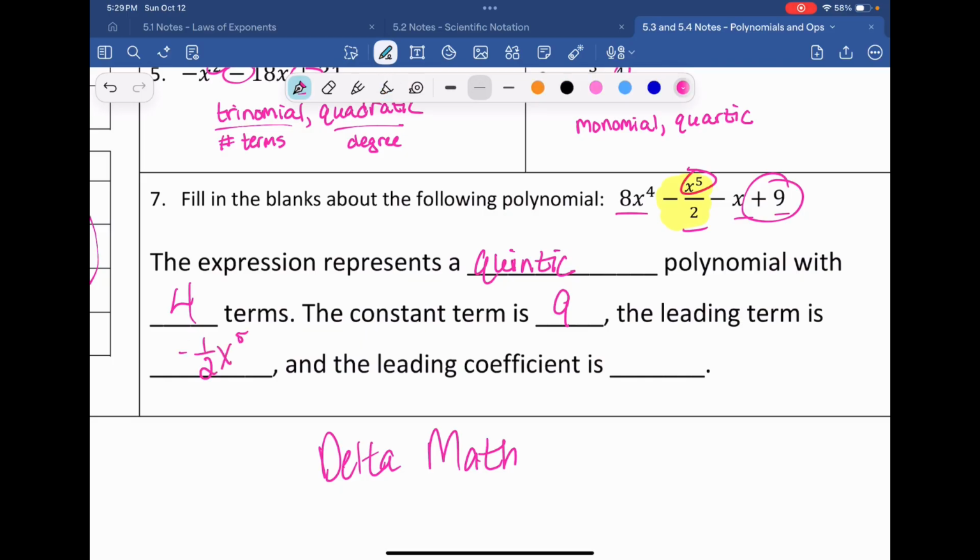And you can see I wrote it a little different. So it's x to the 5th divided by 2, which is the same as saying -1/2 times x to the 5th. And I say that because you need the leading coefficient, which is -1/2.